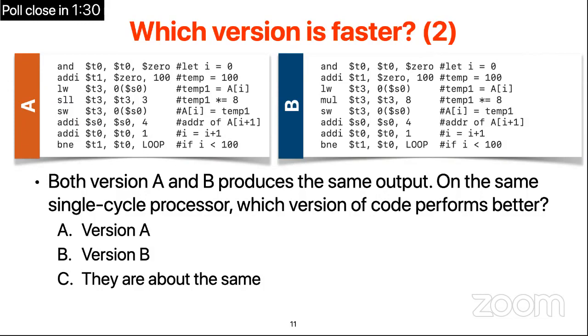Now, if you have a single cycle processor, let's compare the performance of these two versions of code again.